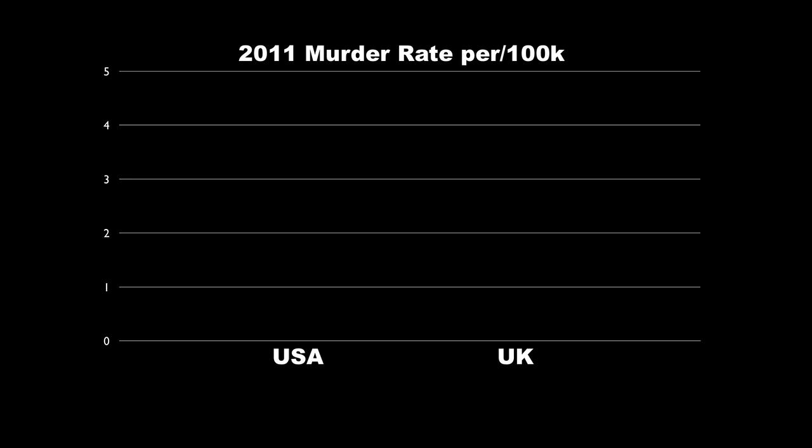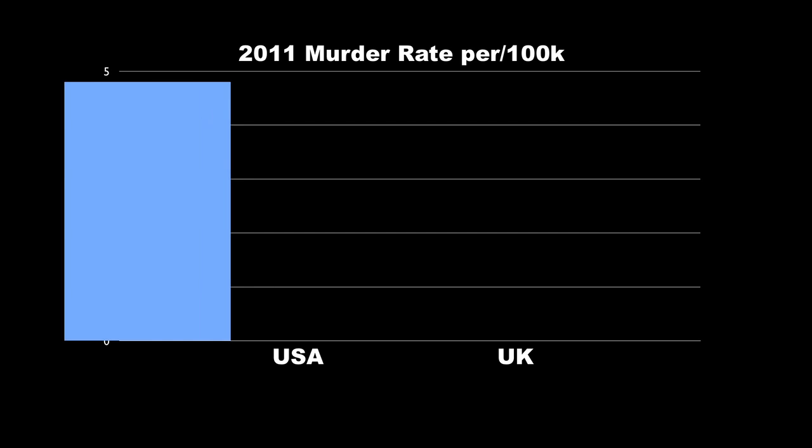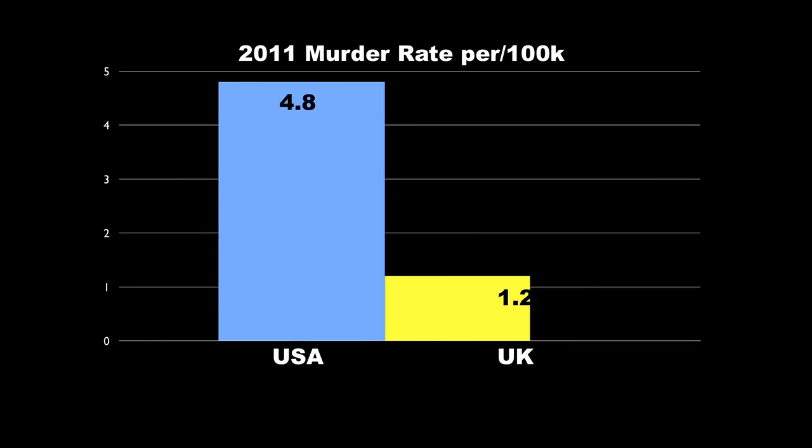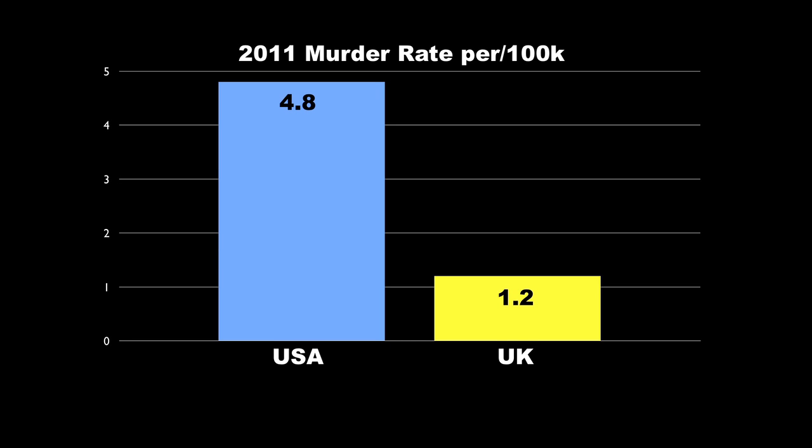In the US, the 2011 murder rate was 4.8 per 100,000. The murder rate in the UK was 1.2 per 100,000. So you can see that the US has a murder rate that's 4 times higher than the UK.